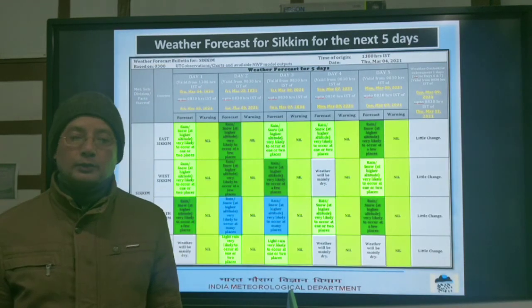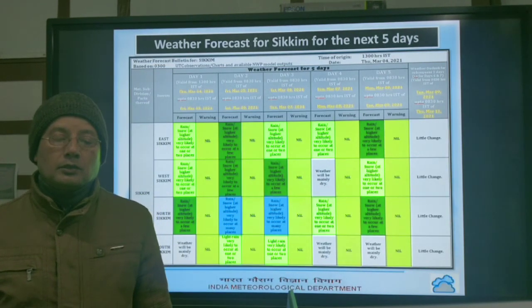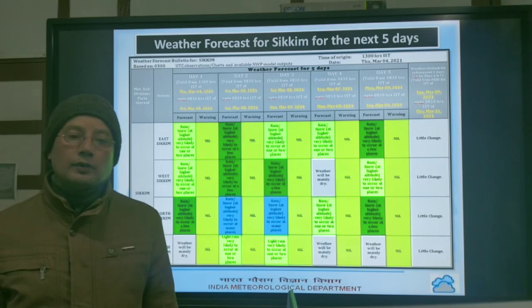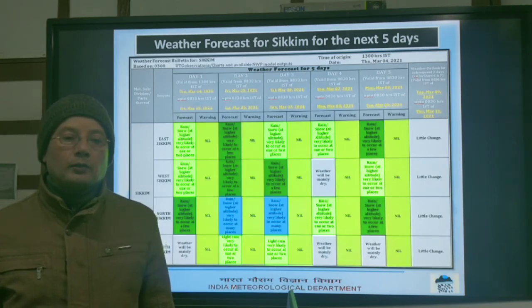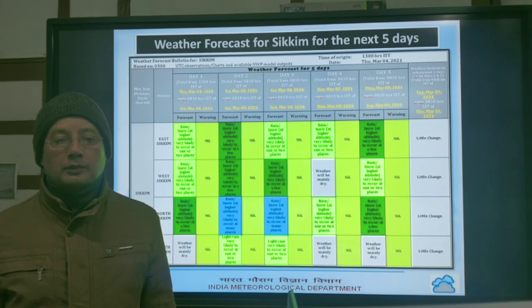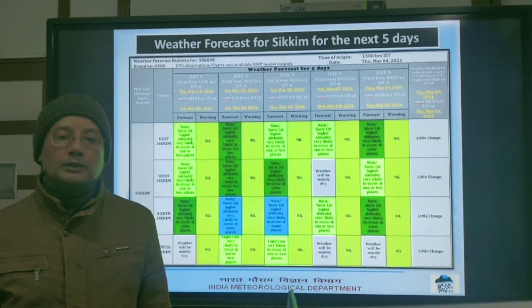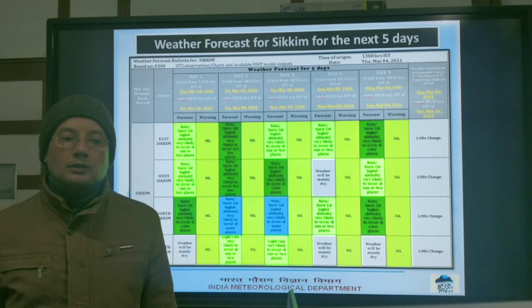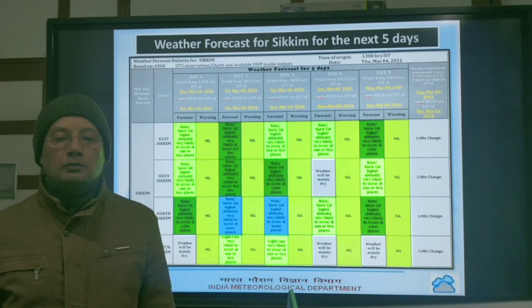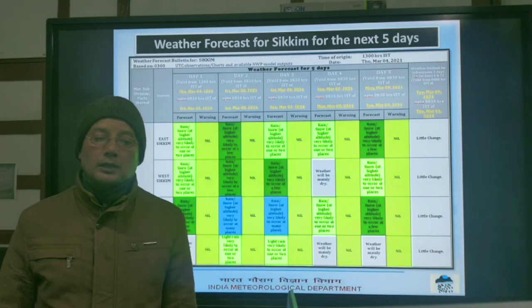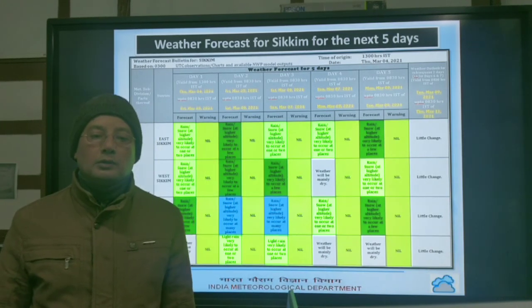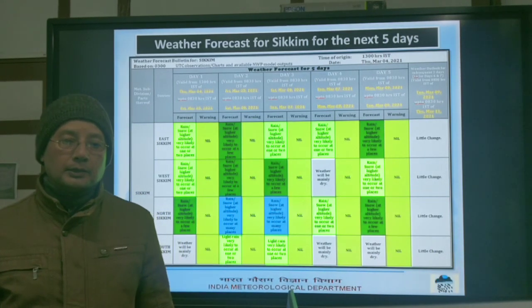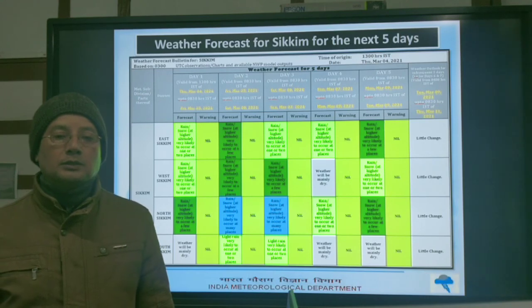Coming to East District, we can see rain or snow at high altitudes likely on all 5 days. Likewise, North Sikkim will also experience rainfall on all 5 days. West Sikkim, except 7th March, on other days, 4th, 5th, 6th and 8th, there will be rainfall. And on South Sikkim, light rainfall is expected on 5th and 6th of March.